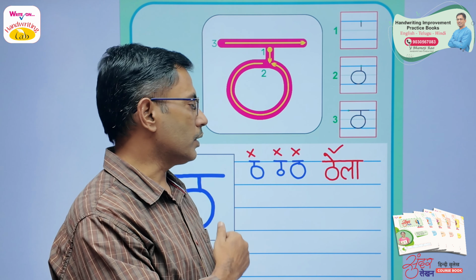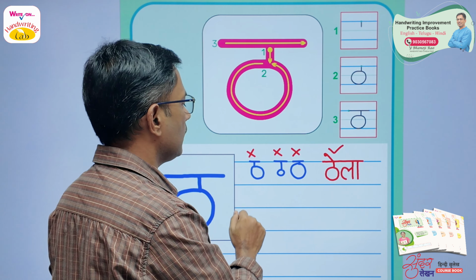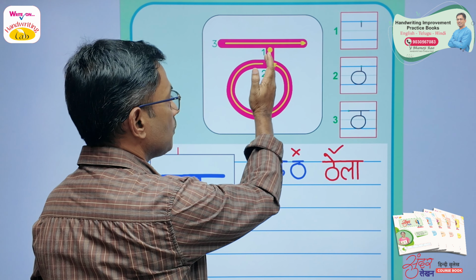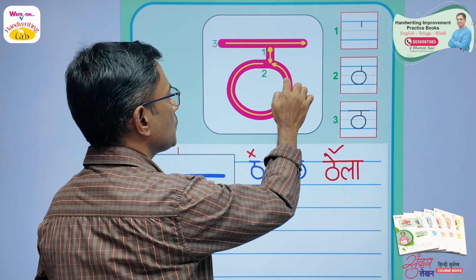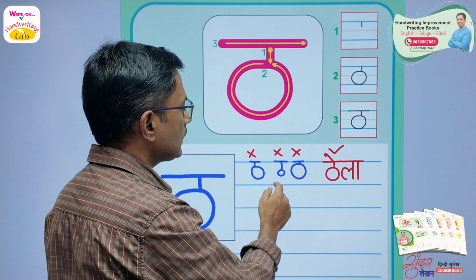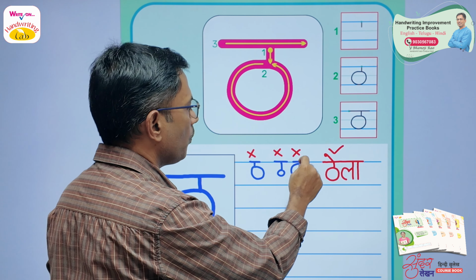The mistakes in these letters are, here the circular part is entirely made to the right side. The major part of the circular shape should be made to the left side. Only a small part goes to the right side. In this, the standing line is made very big, and in this, the standing line is made very small.